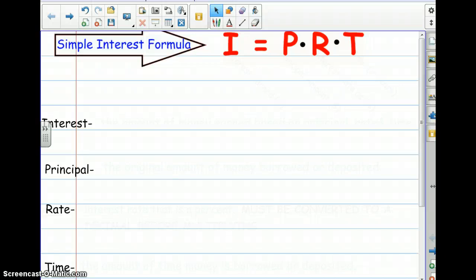Okay, guys, today you're going to learn about simple interest. You are going to write in your notebook. Start a new page and label it simple interest. At the top, I want you to put simple interest formula. You don't have to worry about putting the arrow. And then here is the formula.